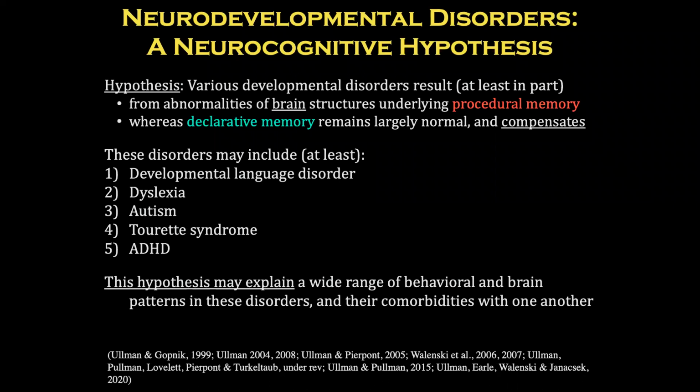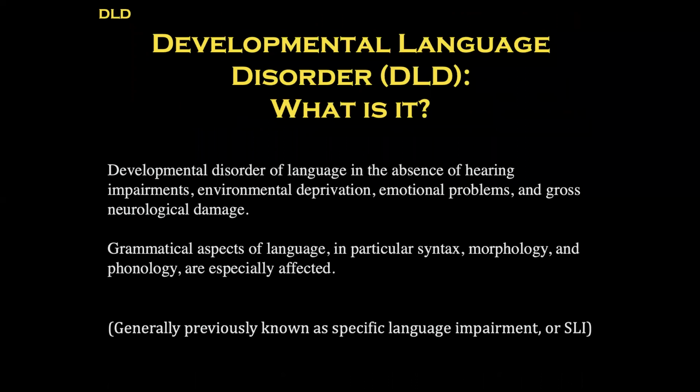So DLD is basically idiopathic language problems in kids. You have language problems in a kid, but not caused by something specific, like another disorder or a particular gene mutation. Then you have DLD. Okay? It's associated, importantly, but not uniquely, with grammatical problems across syntax, morphology, and phonology.